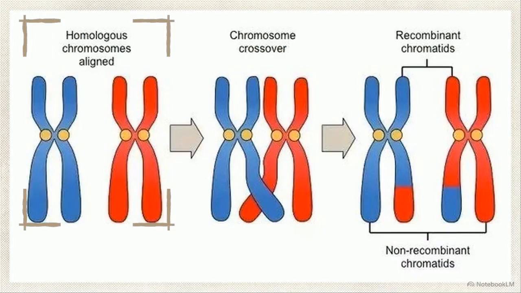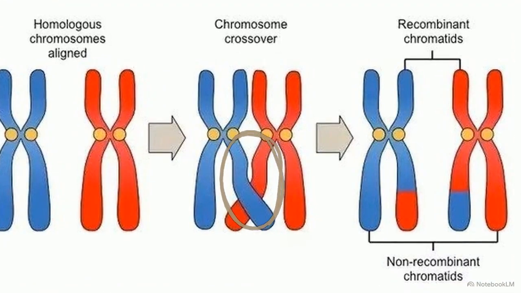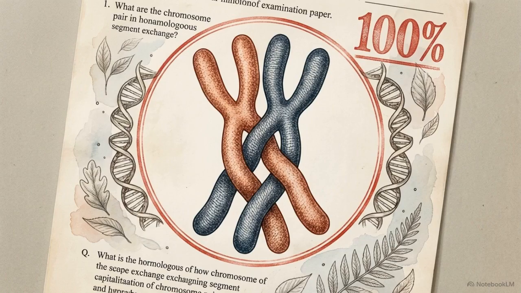The process involves 3 physical steps. First, homologous chromosomes align. Next, chromatid segments break and cross at a point called the chiasma. Finally, they reattach to form brand new recombinant chromatids. For the WBCHSE board exams, using the terms non-sister chromatids and Pachytene stage is essential for securing full marks on this definition.